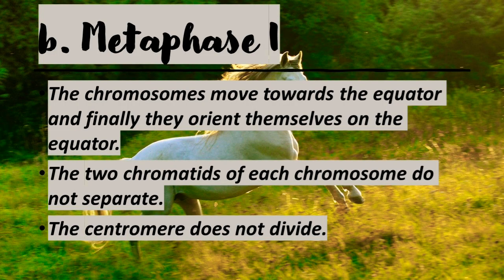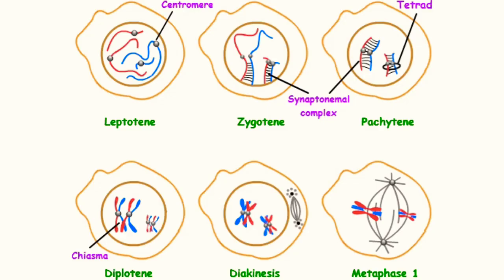Then we pass on to metaphase 1. The chromosomes move towards the equator. Equator means the center place. And finally, they orient themselves on the equator. The two chromatids of each chromosome do not separate, so the centromere also does not divide.